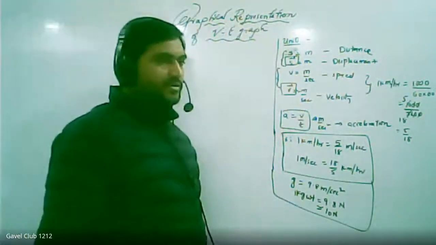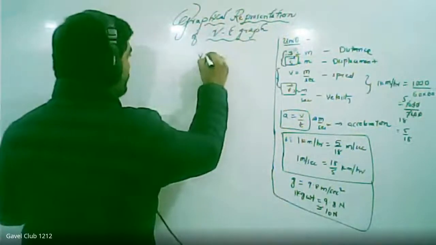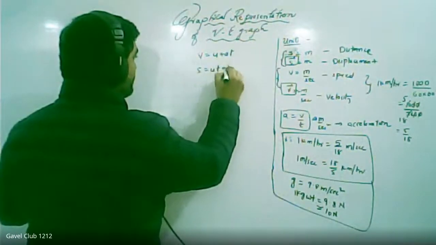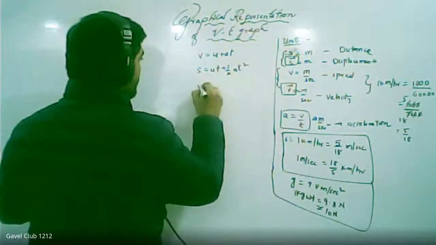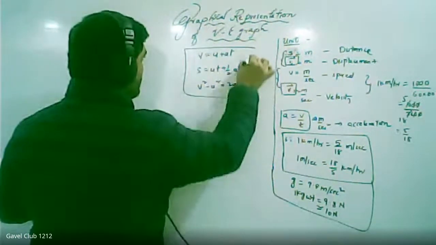And we have equations of motion, right? Three equations of motion we have. What are the three equations of motion? We have v equal to u plus at, s equals ut plus half at square, and v square minus u square equals 2as. These are the three equations we have.